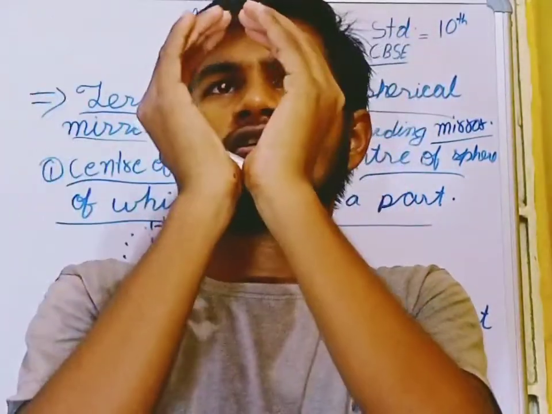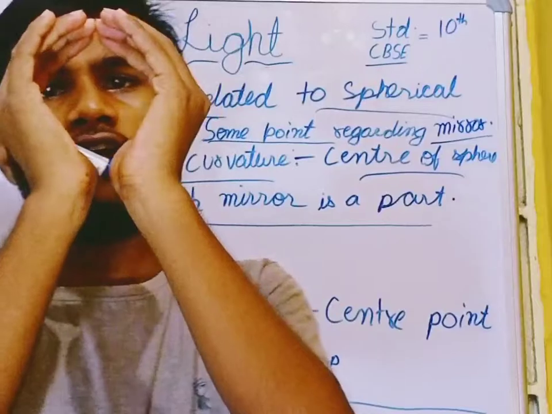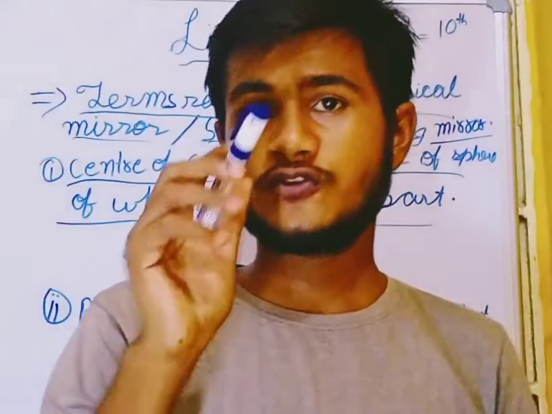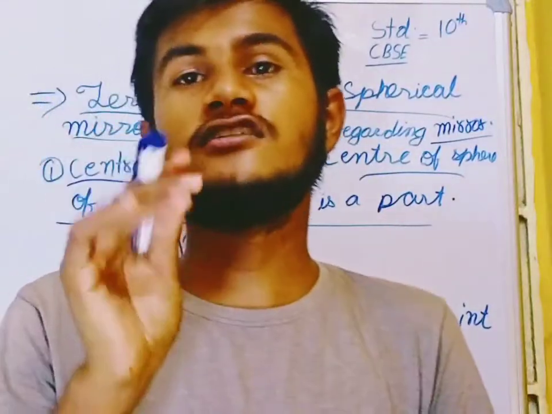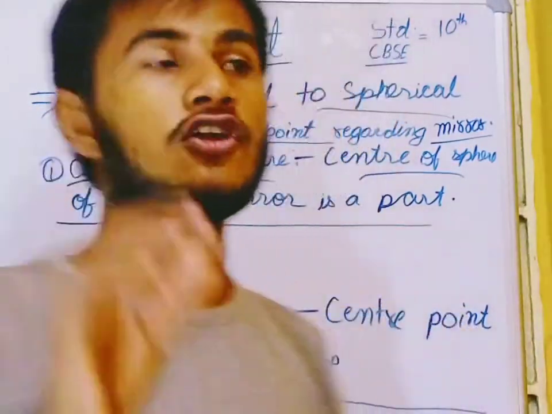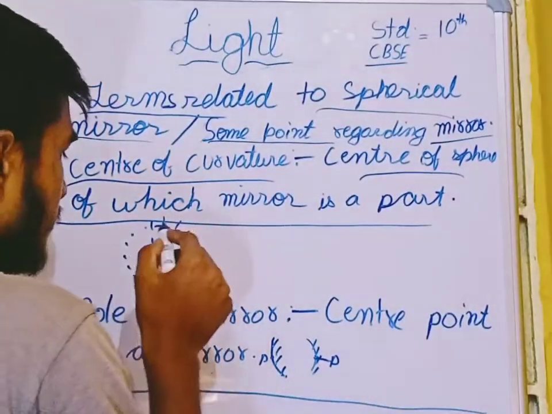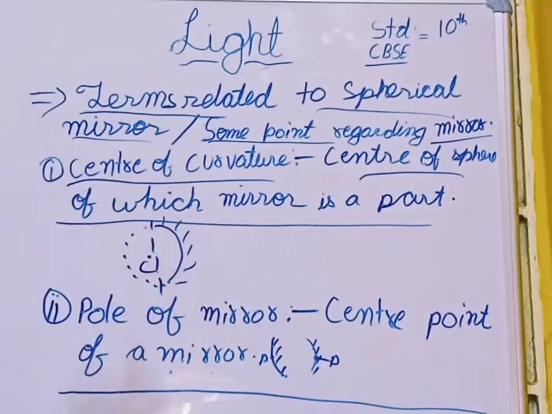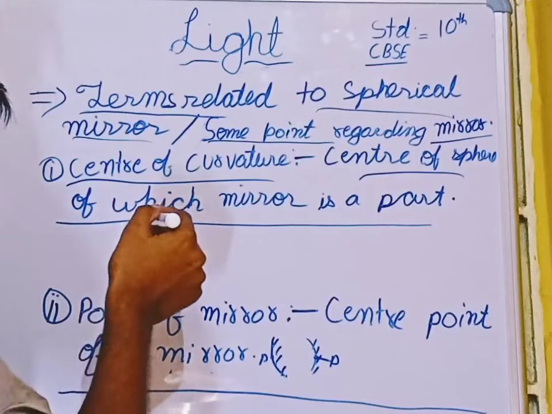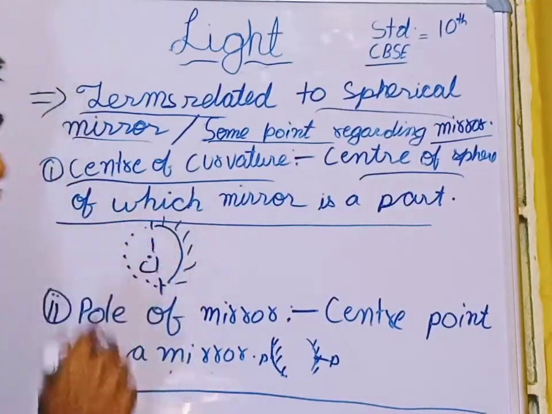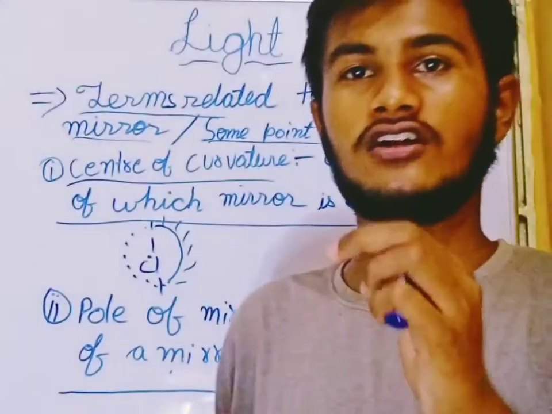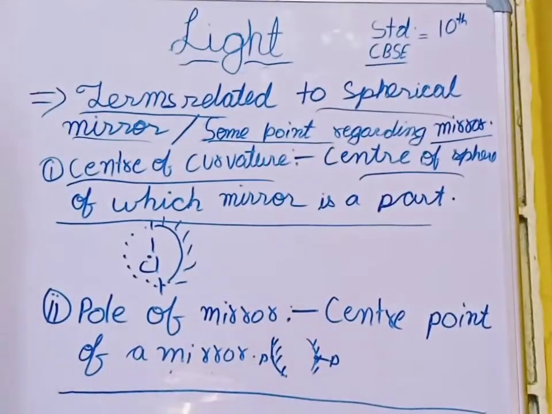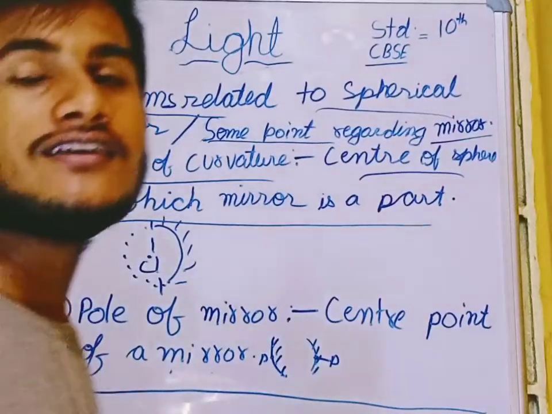After that, see here, it is a sphere. It also has a center. Do you know this? A sphere has a center, and this center is known as the center of curvature. See here, it is a sphere and it is a mirror, and its sphere has a center, and this is known as center of curvature. You are capable of understanding me, and it is represented by letter C.